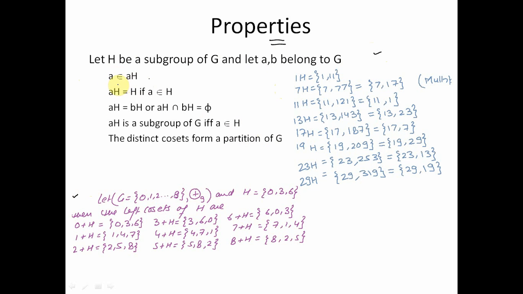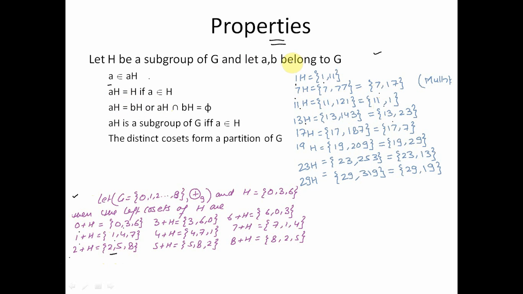The first property says that the element A that is being used to define the coset belongs to the coset itself. Let us see. The element 1 which is being used to define the coset belongs to 1H, 7 belongs to 7H, 11 belongs to 11H, 13 belongs to 13H, 0 belongs to 0 plus H, 1 belongs to 1 plus H, 2 belongs to 2 plus H. So the first property is satisfied.